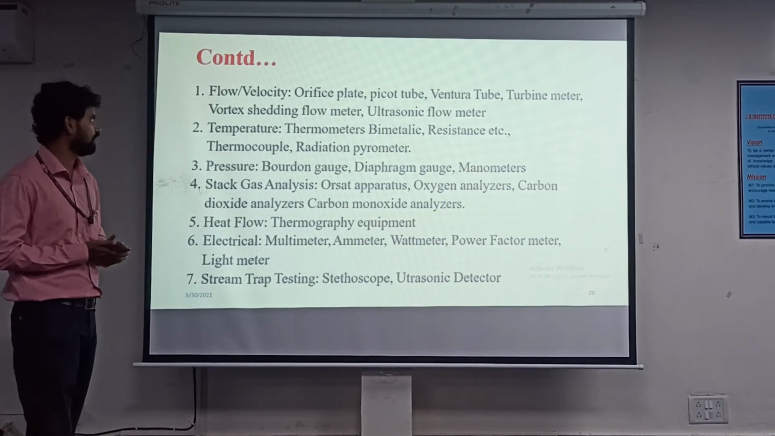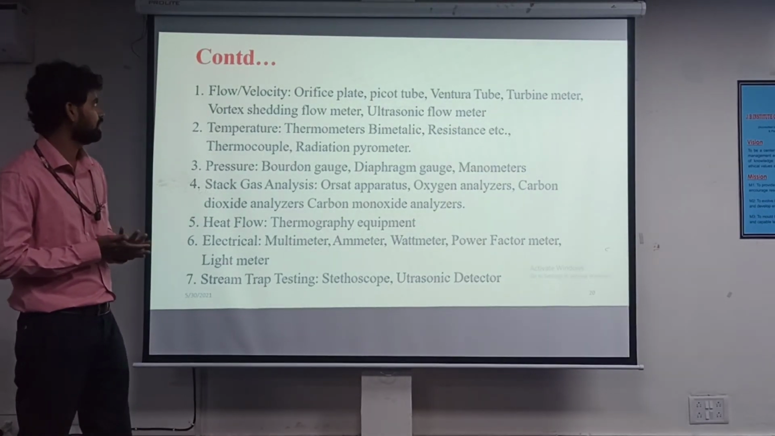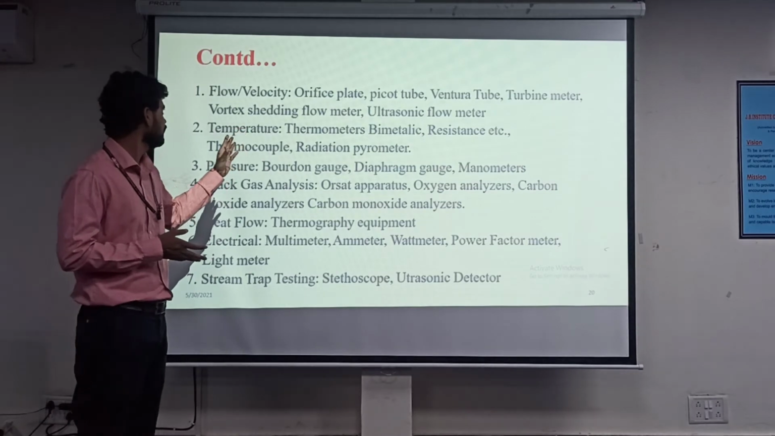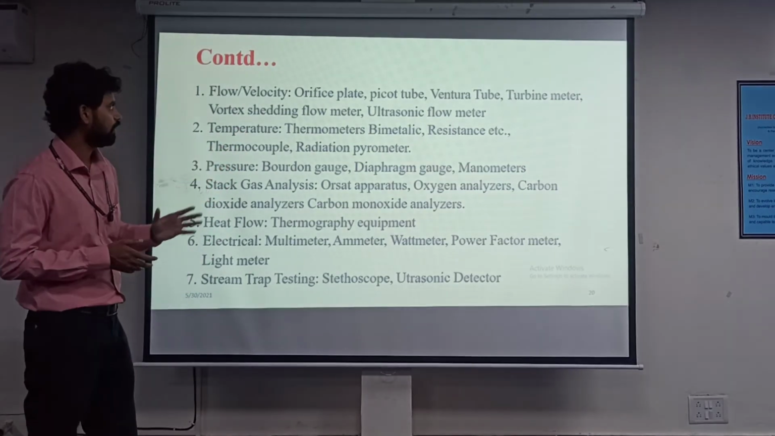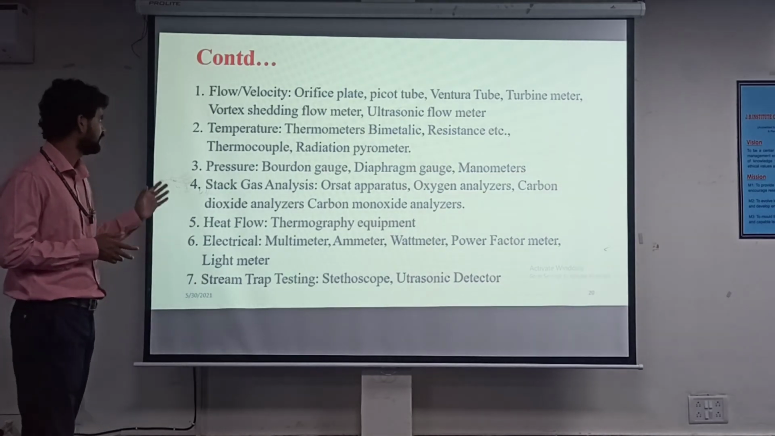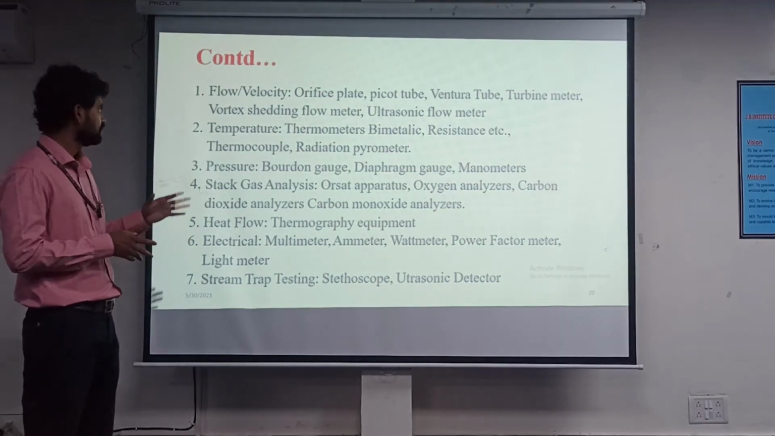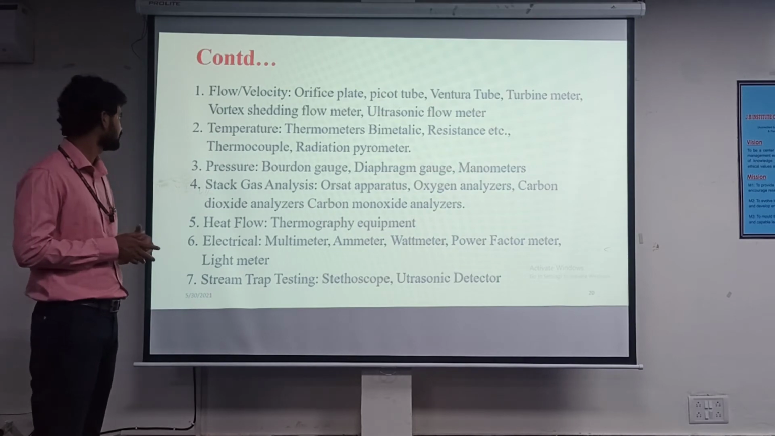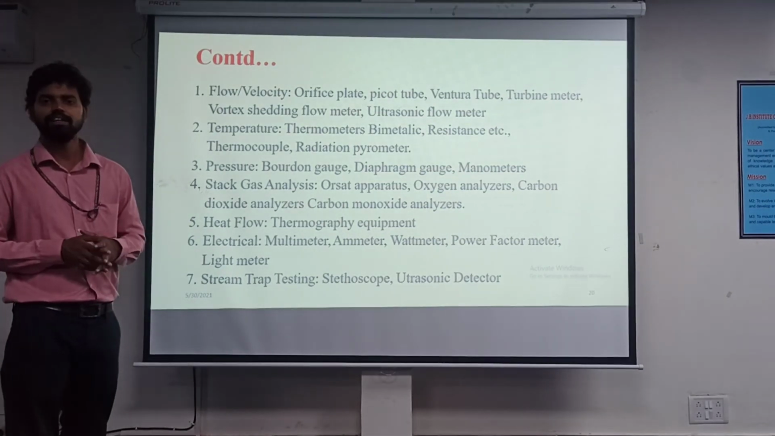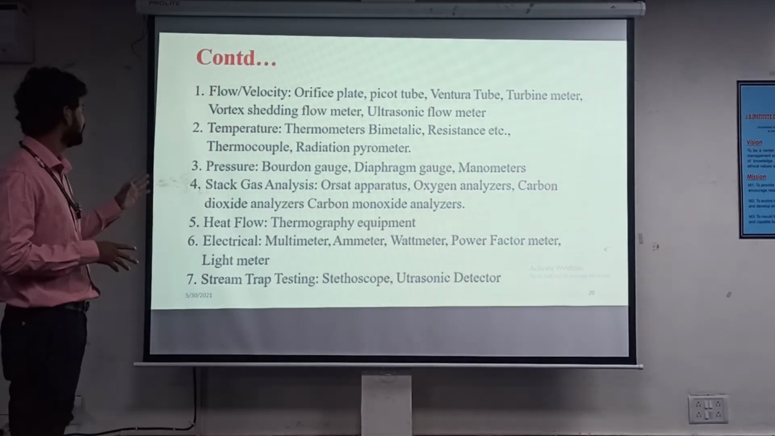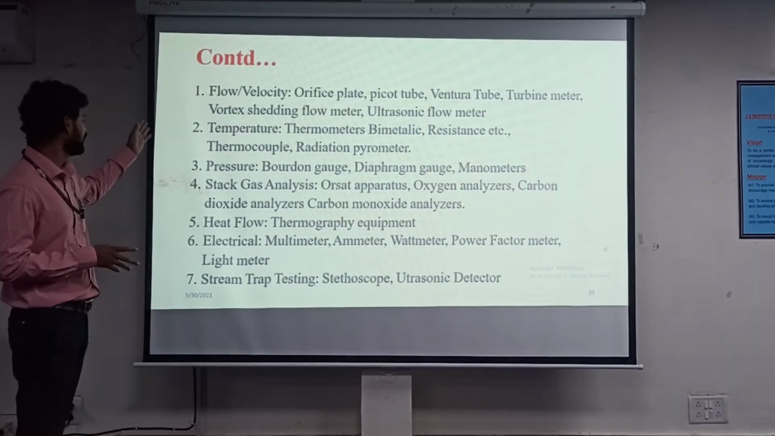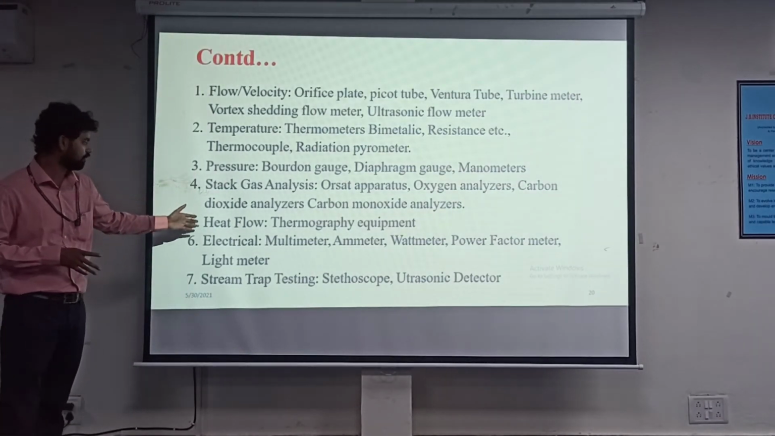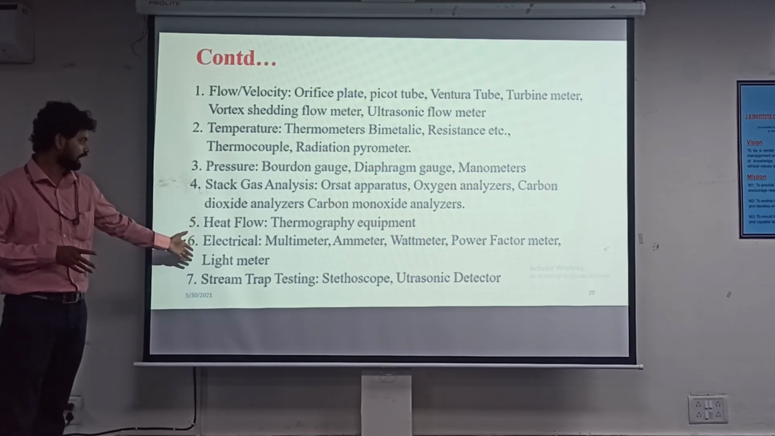See, flow or velocity. This flow or velocity can be measured through orifice plate, pitot tube, venturi tube or turbine meter. Similarly, temperature can be measured through thermometers, bimetallic resistance, thermocouples and radiation pyrometers. Then pressure is measured through Bourdon gauge, diaphragm gauge. Like this we are calculating different parameters like heat flow, electrical and steam trap testing.